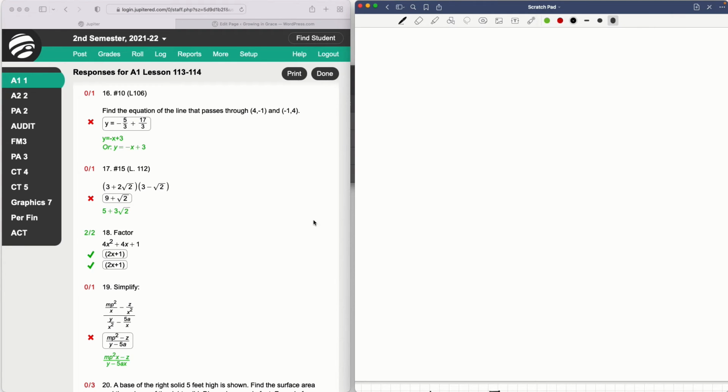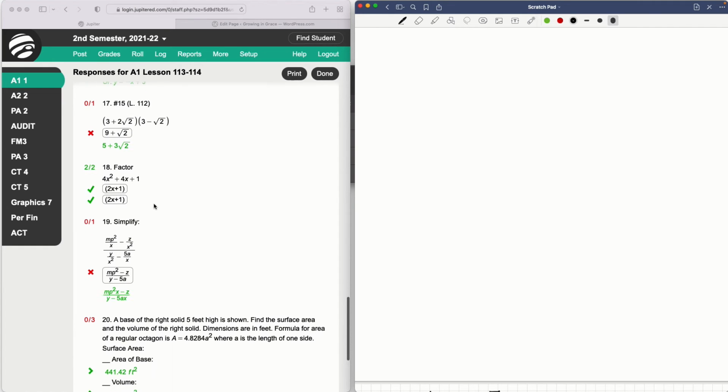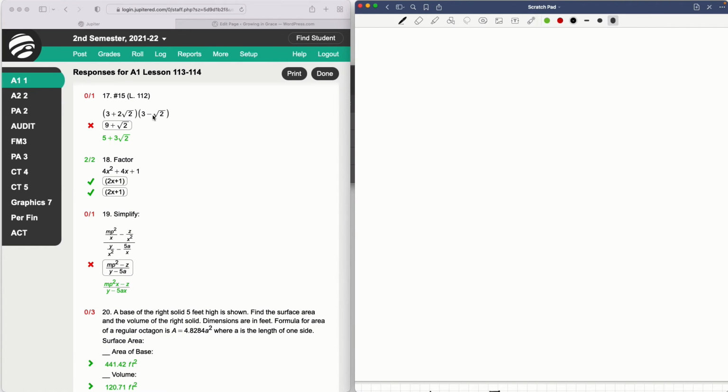Okay, number 17. You made a good attempt. This is going to be distribution, so it's not straight multiplication, right? So what that means is you have 3 plus 2 times the square root of 2 times 3 minus the square root of 2. So 3, you're going to use the rainbow. 3 times 3 is 9. 3 times -2 is -3 times the square root of 2. Because we have to pretend there's a -1 right here, okay?